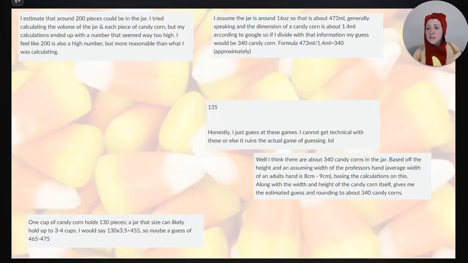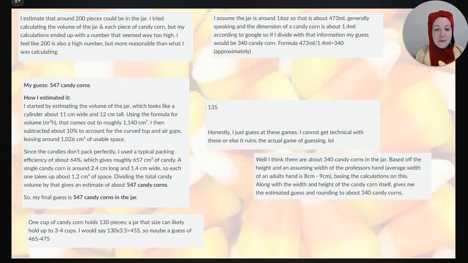This person literally Googled how many candy corns would fit in the jar. The dimension of a candy corn is 1.4 milliliters. And they Googled how many milliliters are in a 16-ounce jar and then did their calculations that way. I will point out too, some of you used artificial intelligence, AI. My brother used AI. He actually uploaded a picture of me from my video to get a guess for this, which was fair game. Y'all were allowed to do whatever you wanted to.